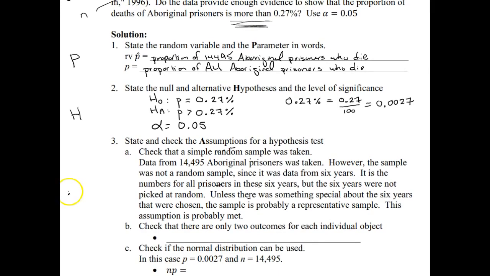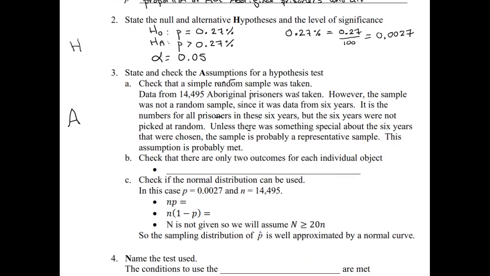All right, our next letter in PHANTOMS is A, which stands for assumptions. So we need to check the assumptions for the test. Keep in mind that these will be on your cheat sheet, so you don't need to memorize them. Our first one for all the tests that we're going to do is we need to check that we have a simple random sample. They did give us data from these 14,495 prisoners. However, the sample was not a random sample since it was data from just those 6 years. And it was a number for all the prisoners in those 6 years, but those 6 years were not picked at random. So unless there was something special or very different about those 6 years that were chosen, the sample is probably a representative sample, so we're going to just assume this assumption has been met.